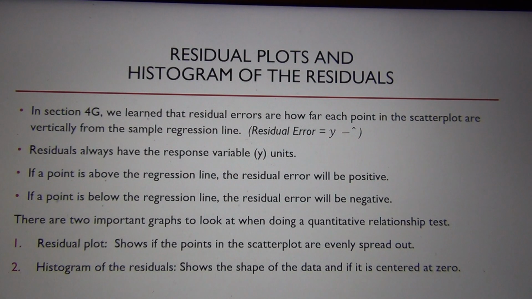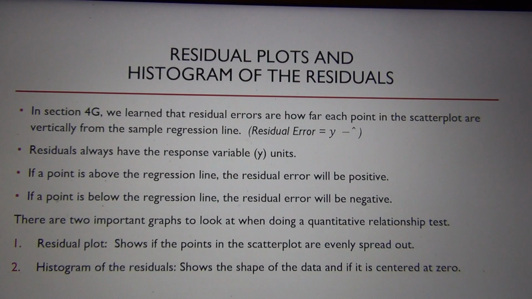Okay, so it looks like we have a little bit of a typo there, but basically the residuals. There are two main graphs when you're looking at doing a quantitative association hypothesis test, well, actually there are three main graphs. The scatter plot, of course, is important, which shows the actual points and the regression line, but also these residuals. So we have a residual plot and the histogram of the residuals.